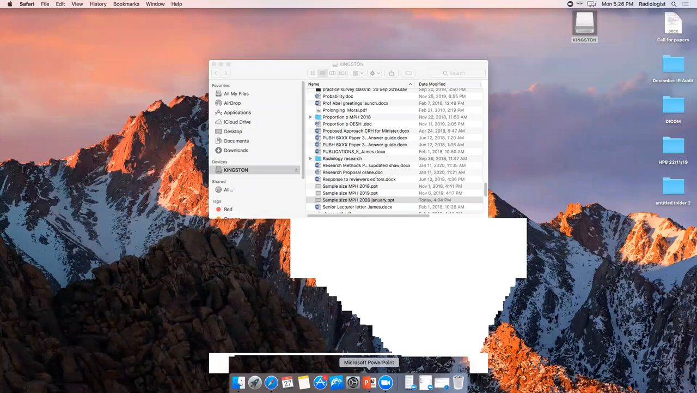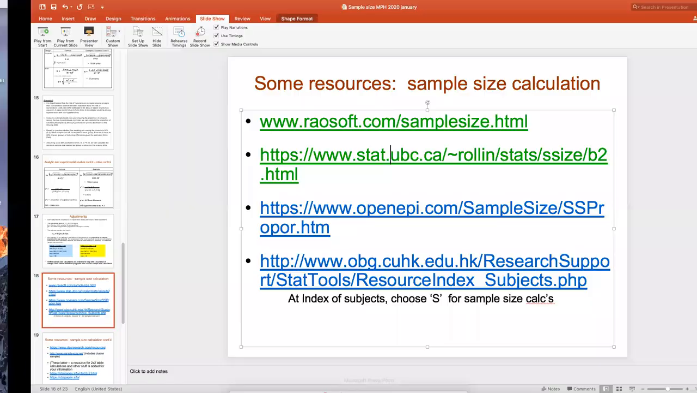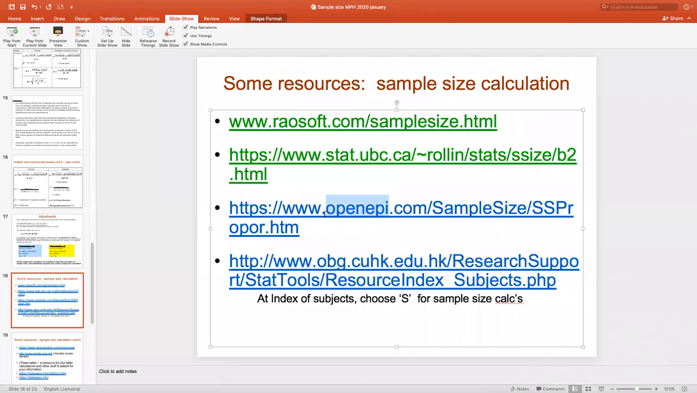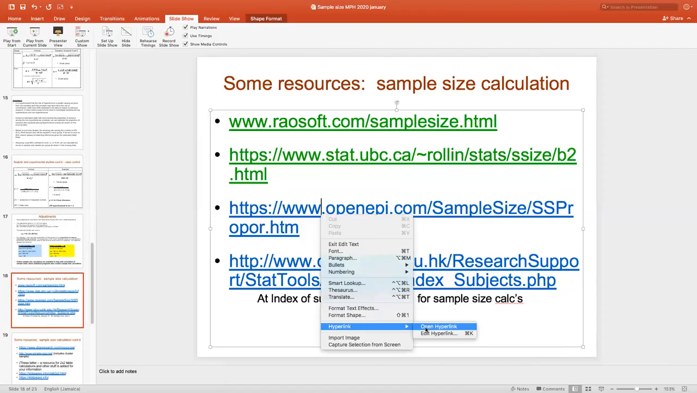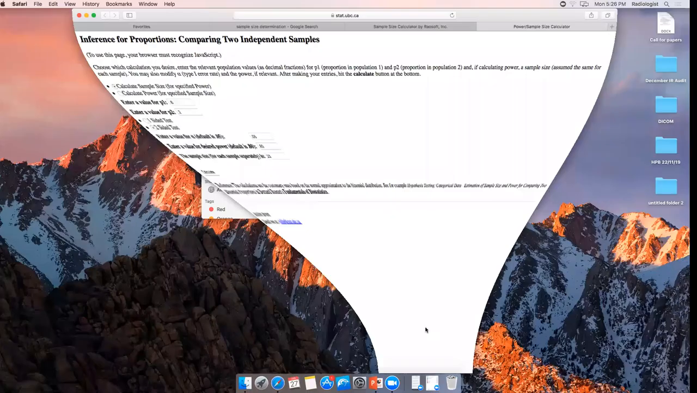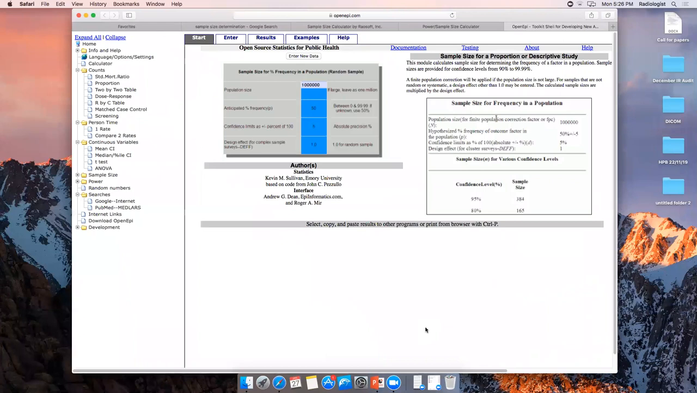Another site, and I'm just going to open this one, I won't demonstrate all the things, but I'm just going to open it to show you what's out there. This is another site where you can get lots of stuff.